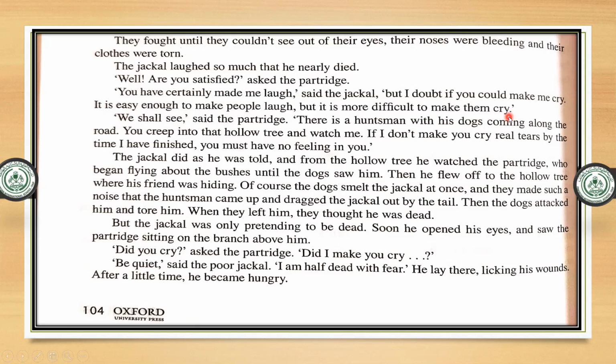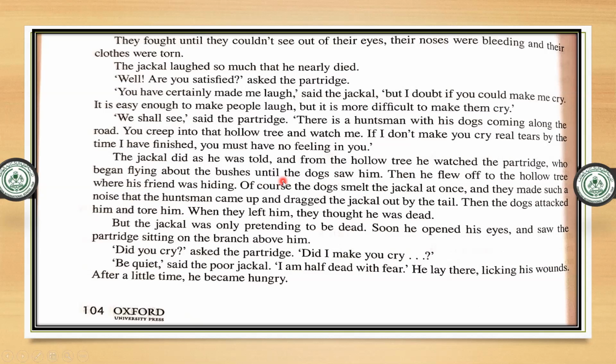When the partridge asked the jackal whether he was happy and satisfied that he had made him laugh, the jackal said it's very easy to make someone laugh, but very difficult to make someone cry. "So now it's your turn to make me cry." "We shall see," said the partridge. "There is a huntsman with his dogs coming along the road. You creep into the hollow tree and watch me. If I don't make you cry real tears by the time I have finished, you must have no feeling in you."